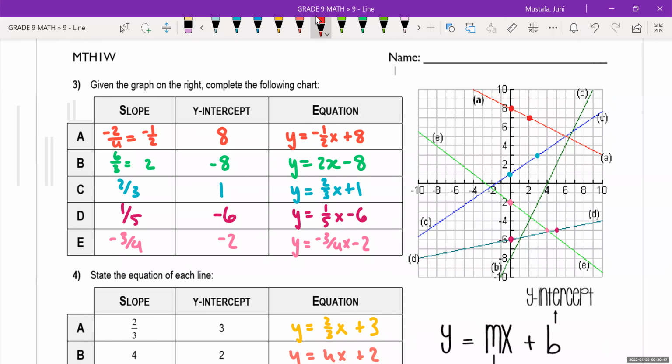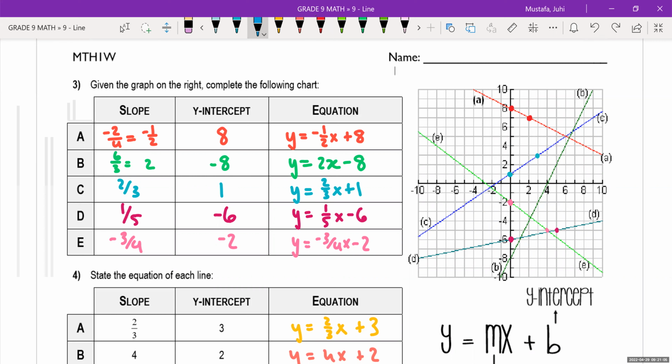Question C, I got a slope of 2/3 and a y-intercept of 1. So you can see that in this area right here. I picked those 2 points. Does it matter what 2 points you pick? No, it doesn't matter. You can pick 2 points really far apart. Once you reduce the fraction, we will all get the same fraction.